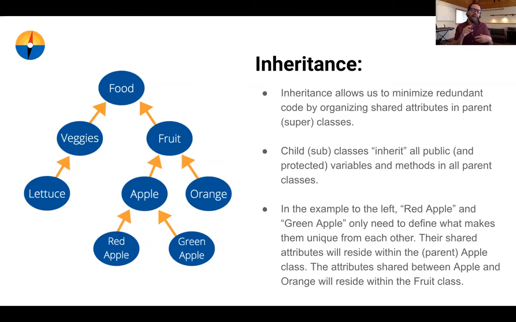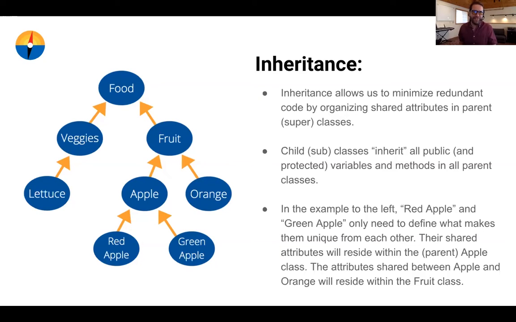So when I see that, I'm going to say, you know what? I'm going to create a parent class here called fruit. And all of the attributes that an apple and an orange share, all the variables and methods that either of them have that they share, I'll put in the fruit class, right? And that fruit class is called a parent class, right? And these subclasses are called subclasses.